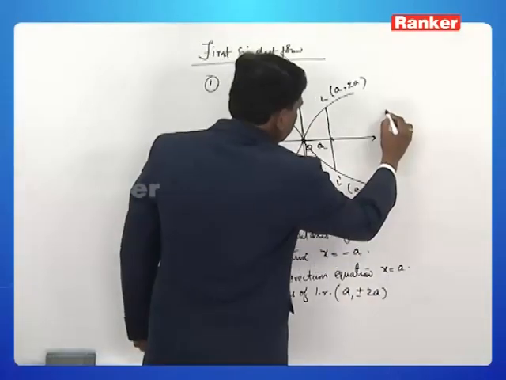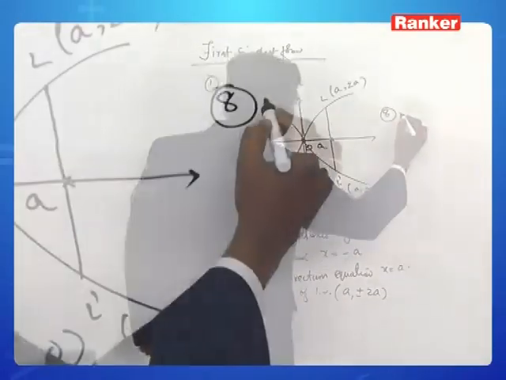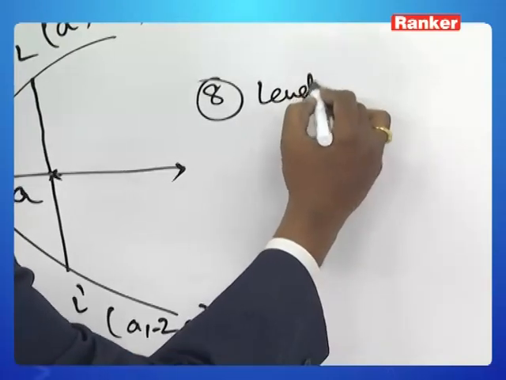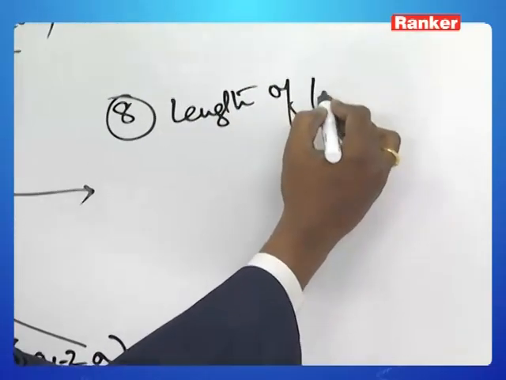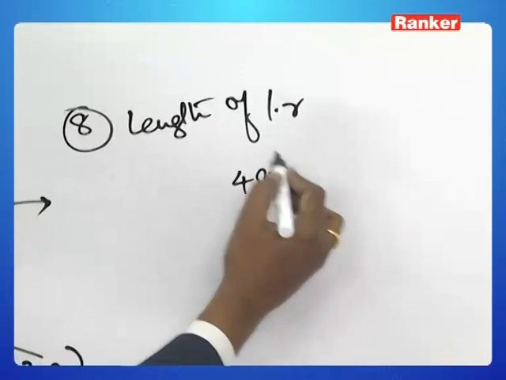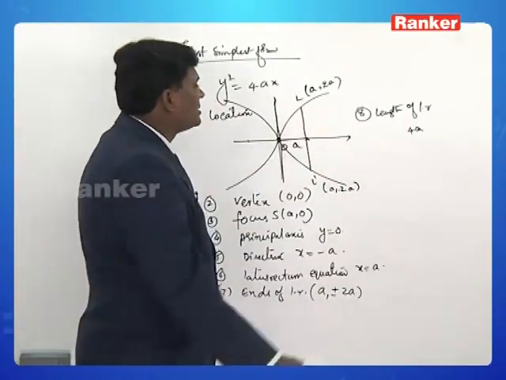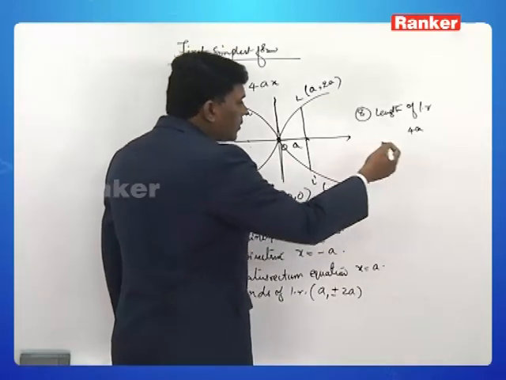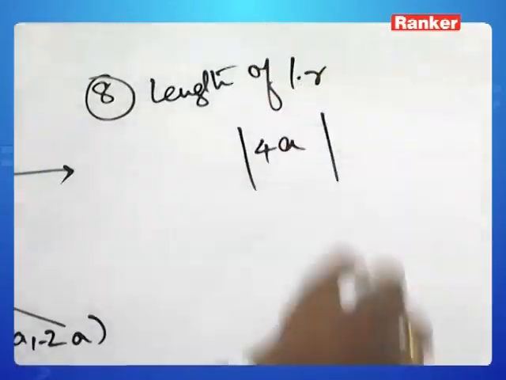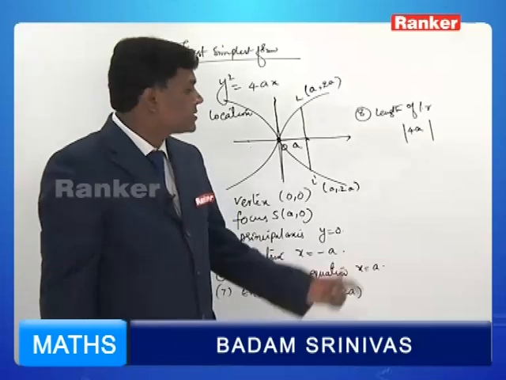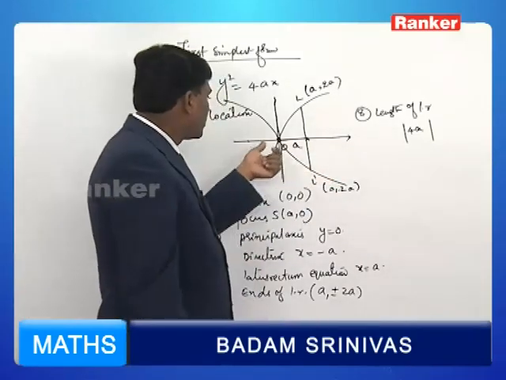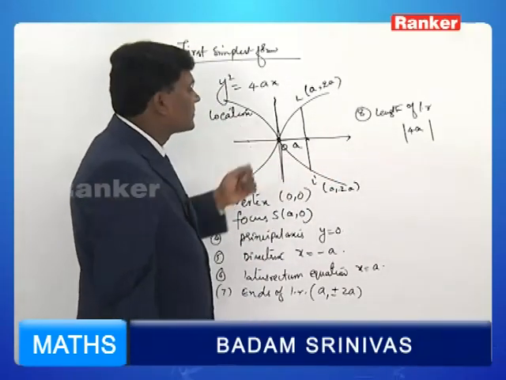Now the distance between these two, if we calculate, we are getting length of latus rectum 2a minus minus 2a. Distance between these two vertical points is 4a. To avoid ambiguity of negative case, we use mod 4a, because a may be negative if we are taking the parabola on the other side of this origin.